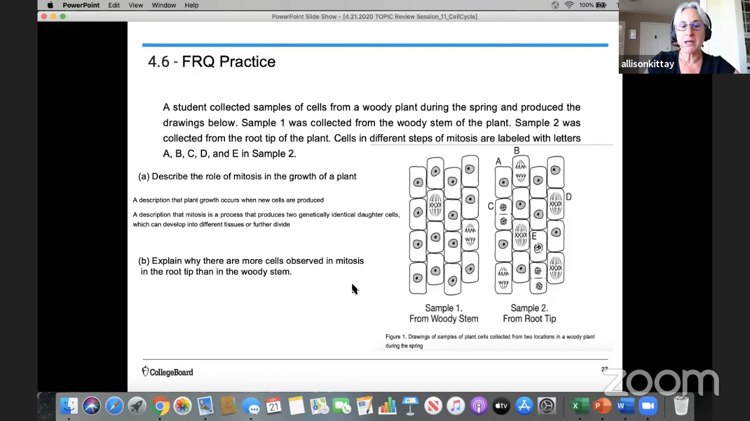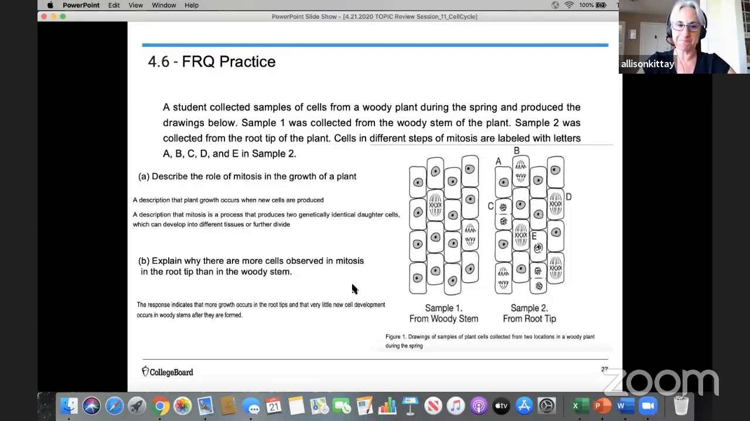Okay, part B, you're asked to explain why there are more cells observed in mitosis in the root tip than in the woody stem. And if you were paying attention to that diagram before, we know that only growth of root tips occurs in the tips, and that very little new mitosis or new cell development or new growth occurs in those woody stems once they are formed.